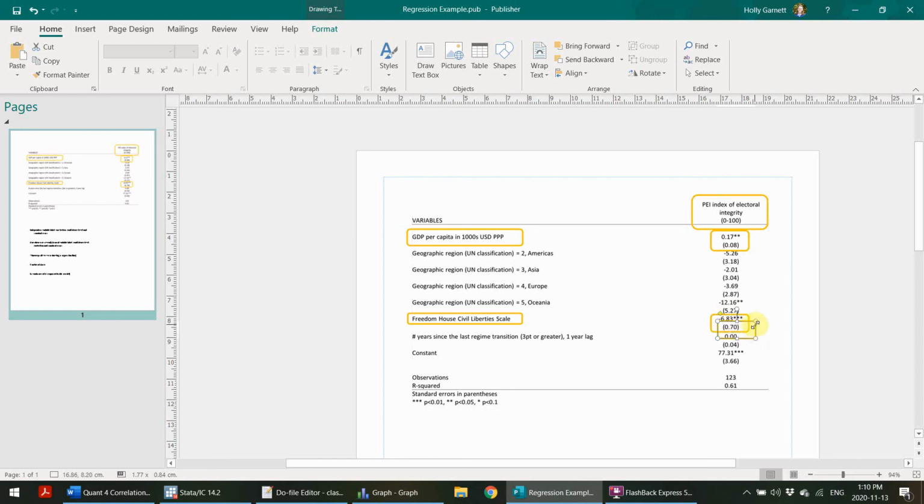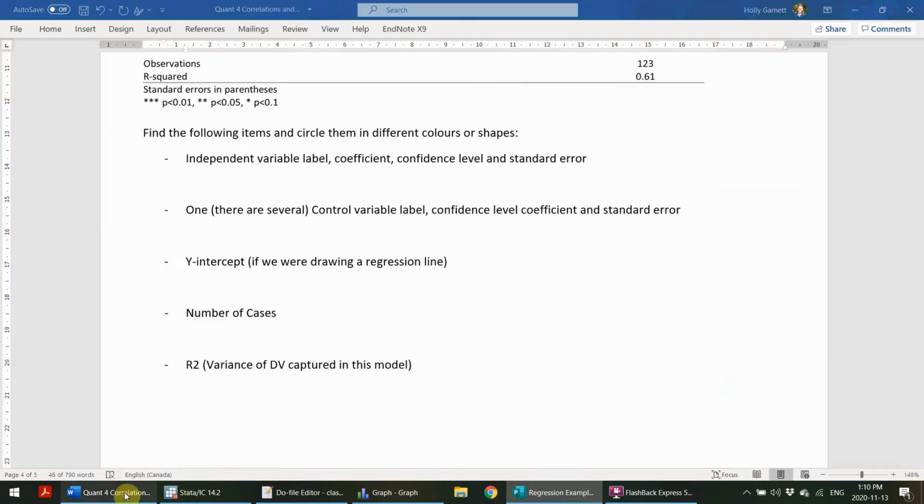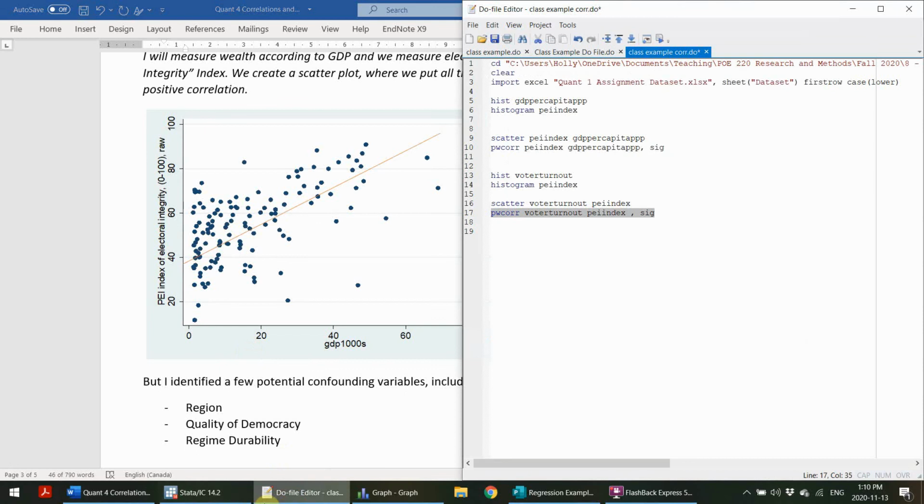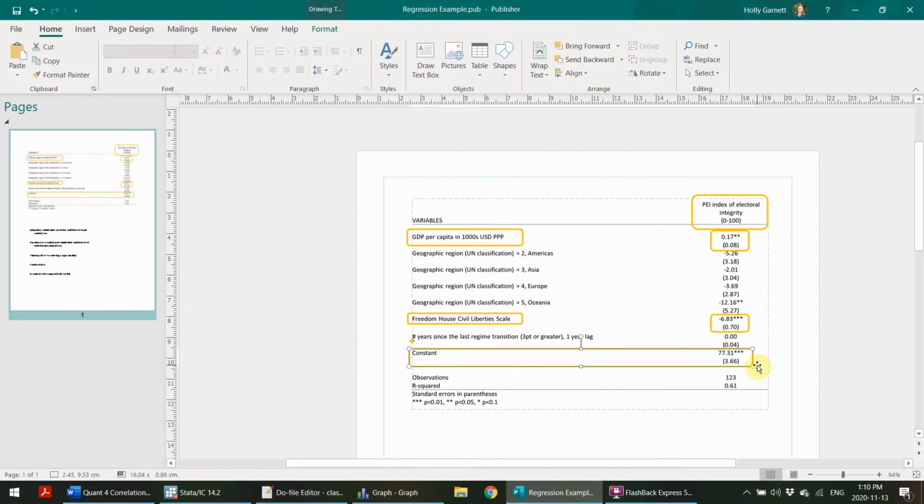So there's a couple of other things I want to draw your attention to. One is the constant. This essentially means if I were to draw a line, so you know how I have this line up here, where would it cross the y-axis? Here it would be about 77 points on the scale. So I didn't draw mine very well at all on that correlation. But that also means I wasn't taking into consideration all of these control variables.